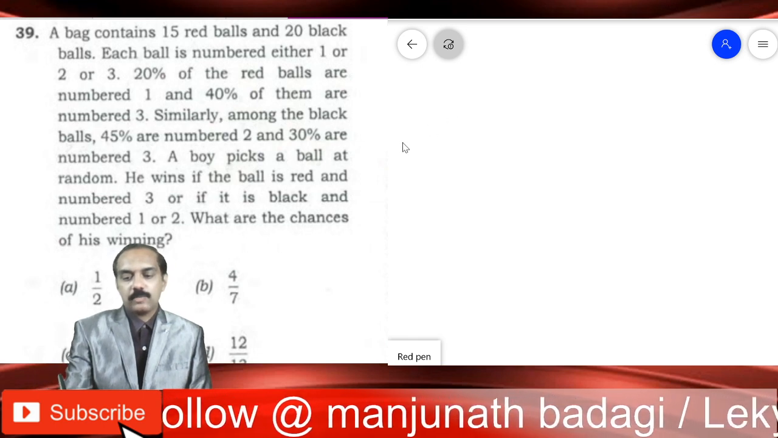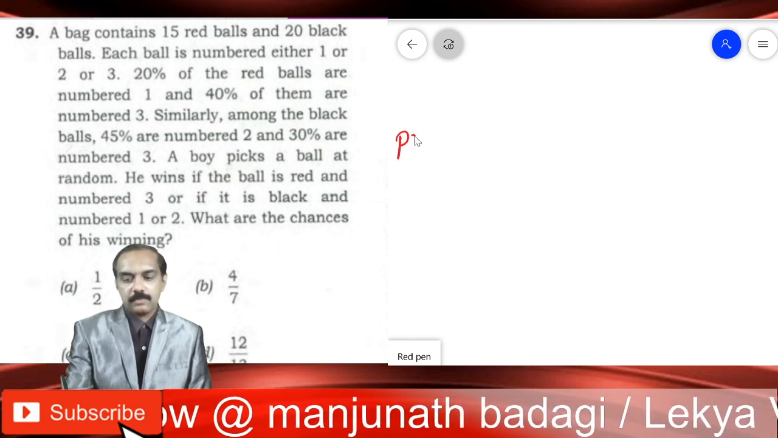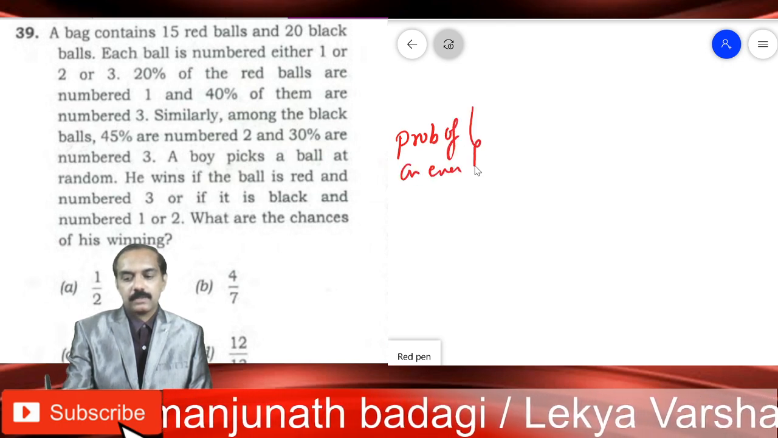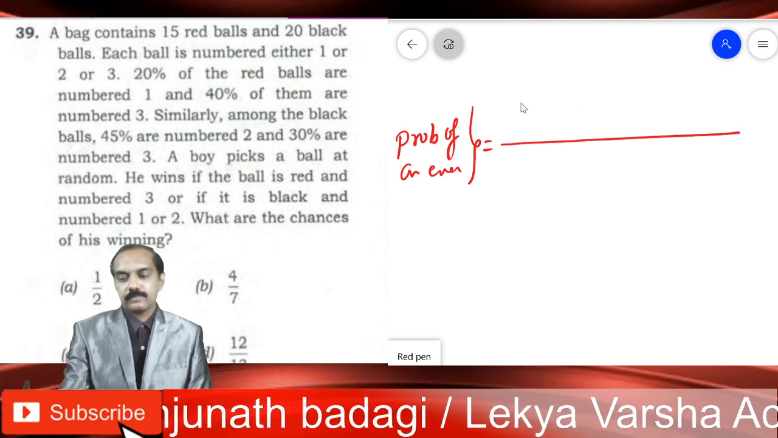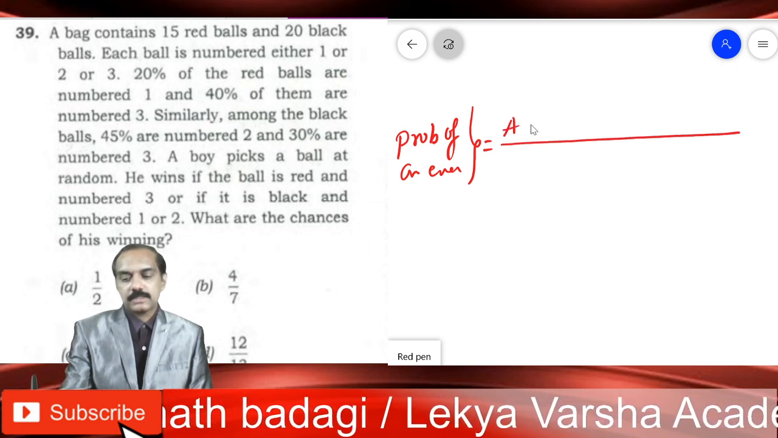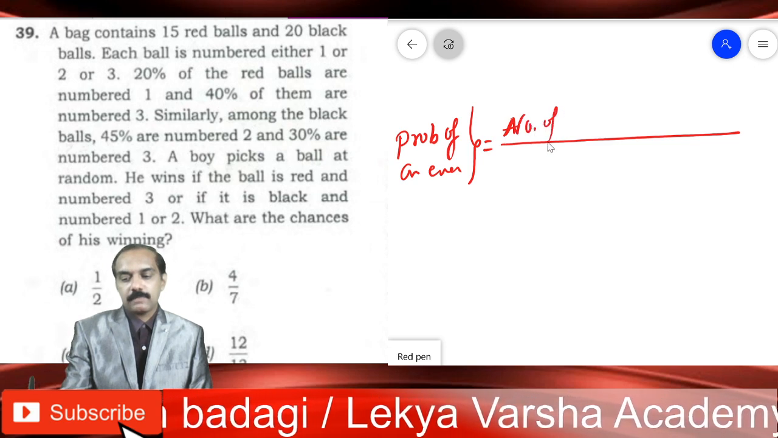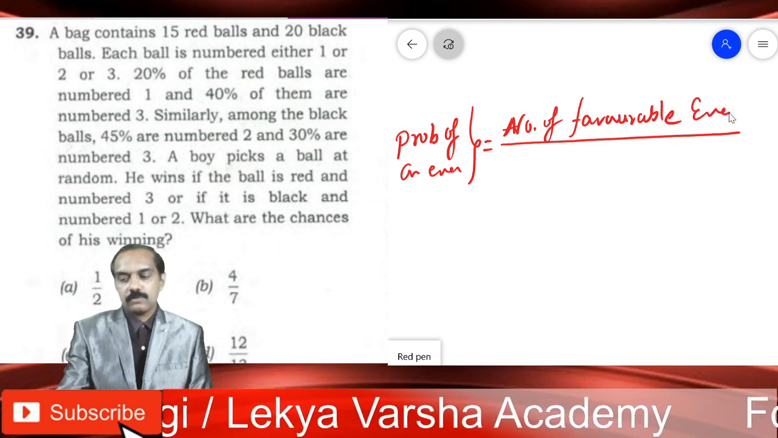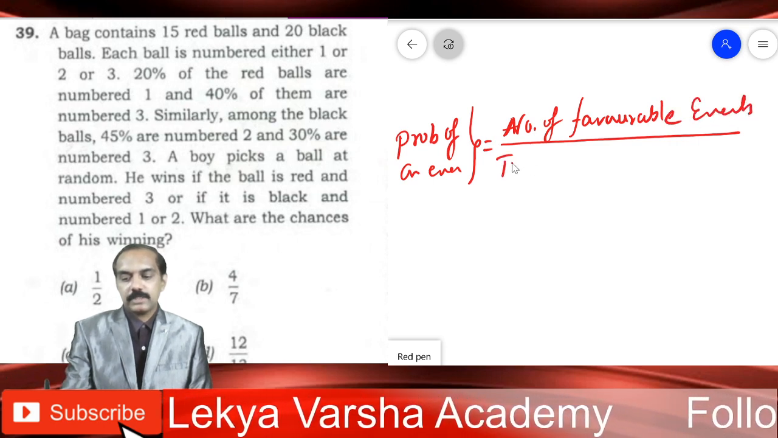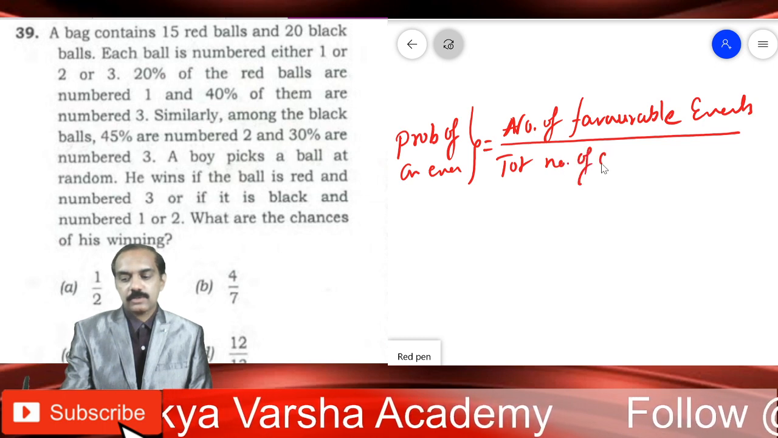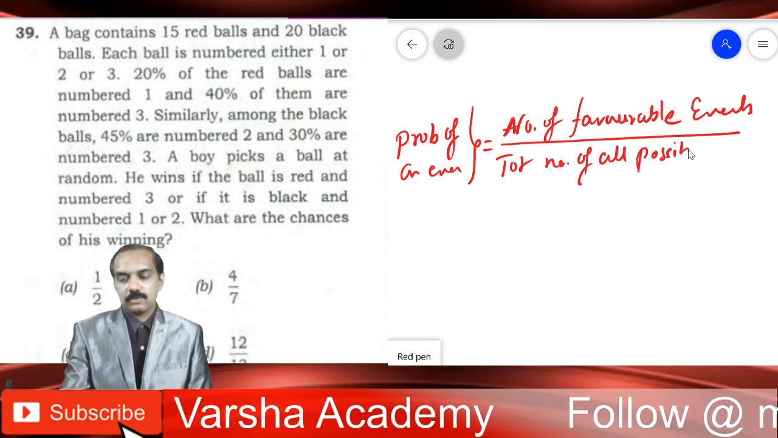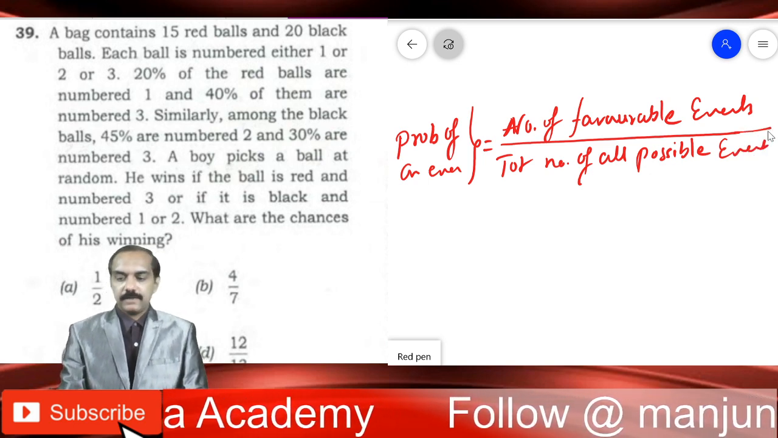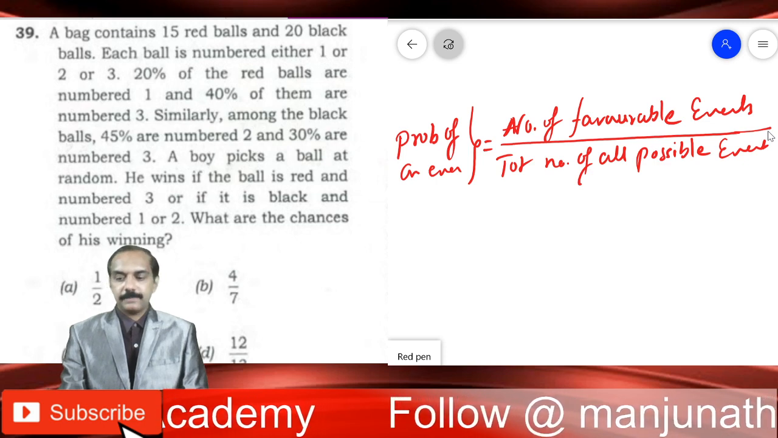So, what is the probability of an event? Probability of an event is equal to, in the numerator, the number of favorable events, and in the denominator, the total number of all possible events. This is the fundamental thing in this topic, probability. Okay.